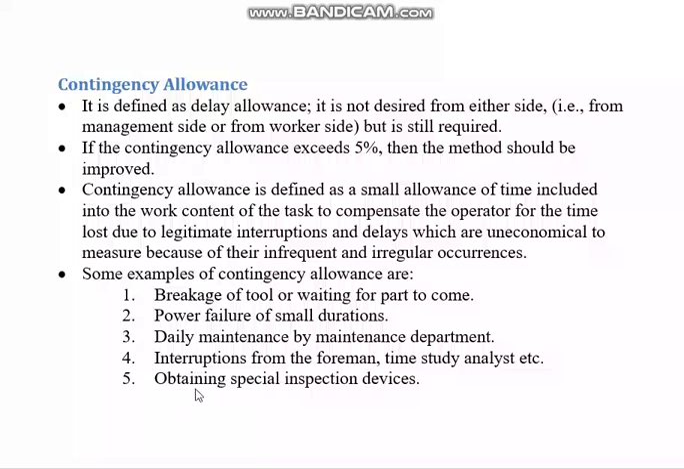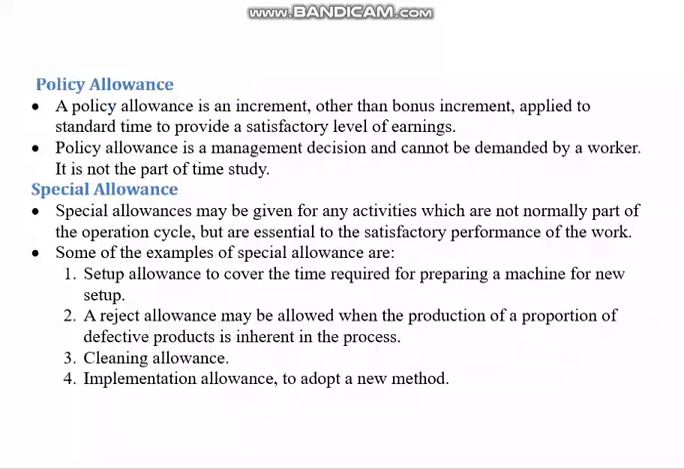Then obtaining special inspection devices. You have to obtain special inspection devices to check the quality or the dimension of the thing, or some flaws in the object. You may have to get them from your supervisor, or you may have to go to the quality department and get those things. It may take time. These are some of the examples of contingency allowance, and there can be more such things. This is the contingency allowance.